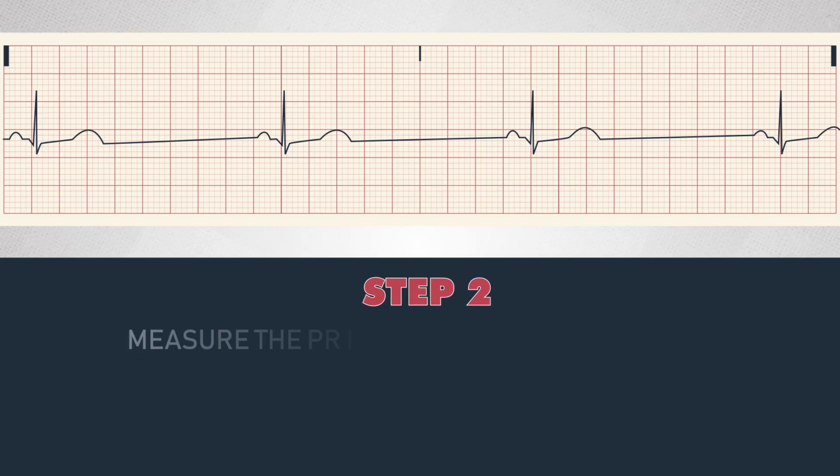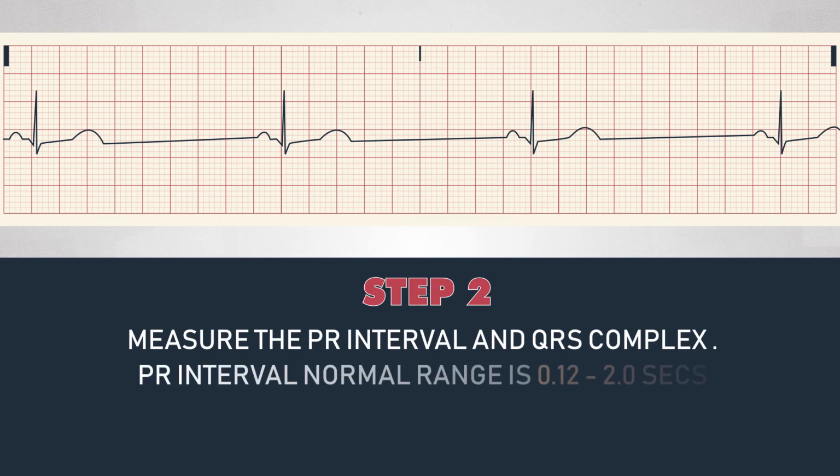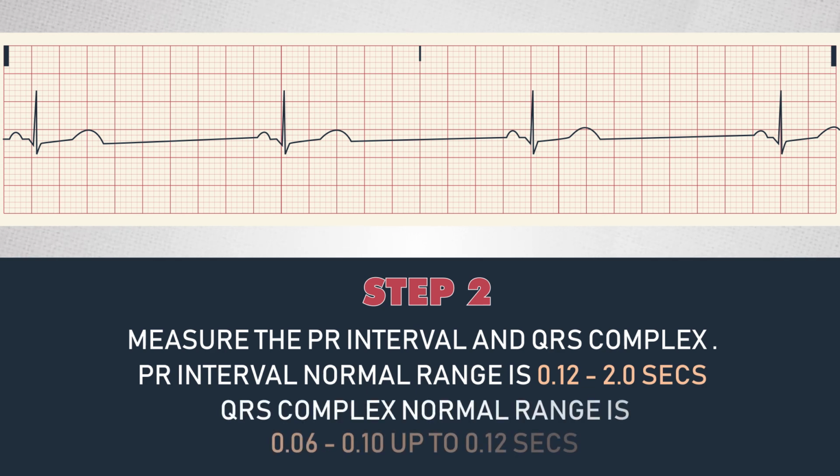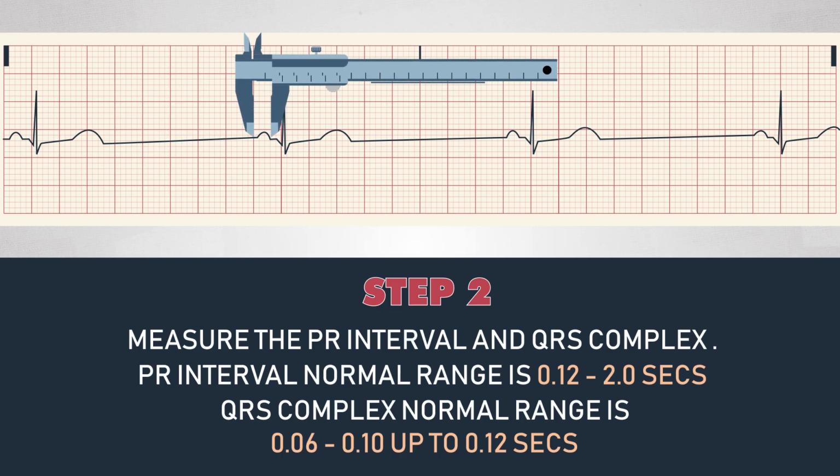Step 2: Next, we have to measure the PR interval and the QRS complex. Abnormalities here can indicate heart block or other issues. PR interval normal range is 0.12 to 0.2 seconds. QRS complex normal range is 0.06 to 0.1 seconds, up to 0.12 seconds. Use calipers to measure the boxes.